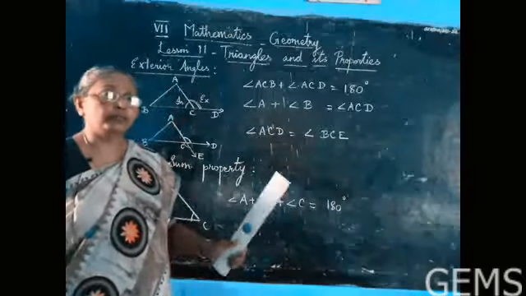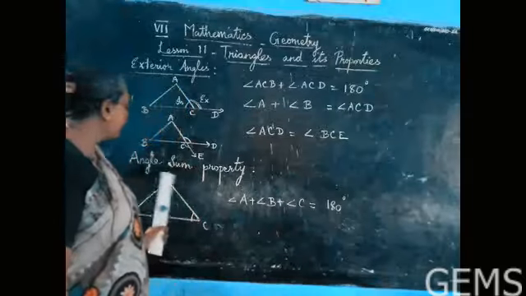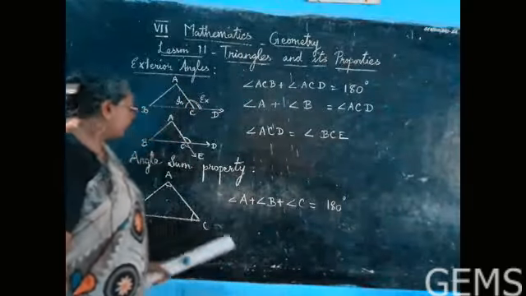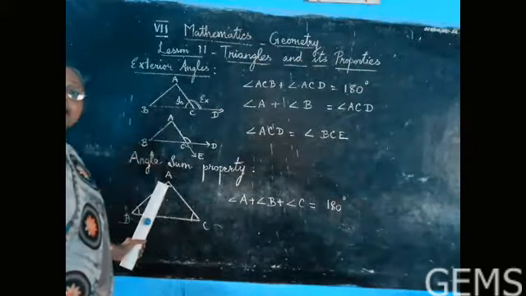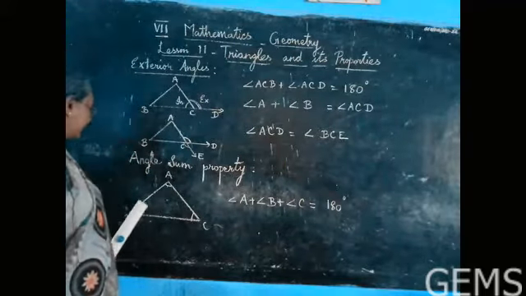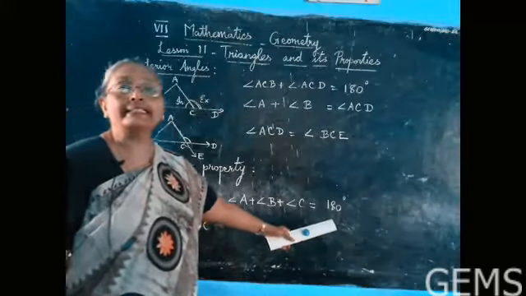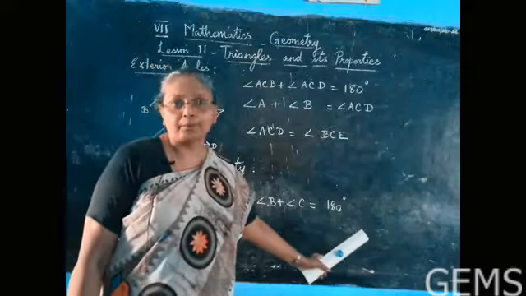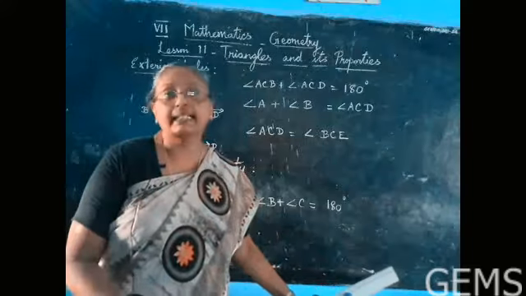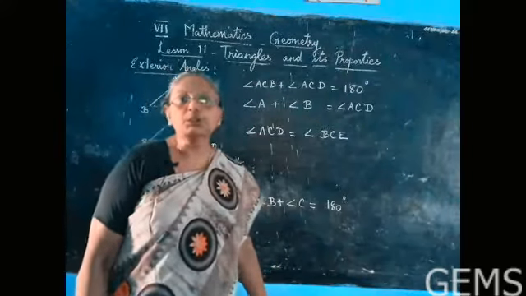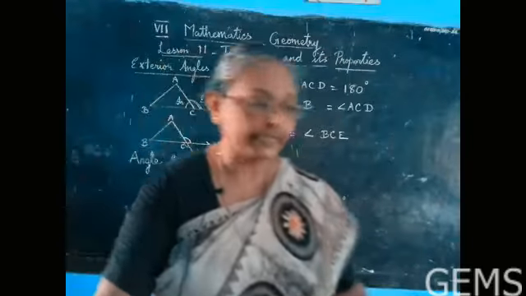Now, another property of triangles is the angle sum property of a triangle. In any triangle ABC, the sum of the three angles, angle A plus angle B plus angle C, will be equal to 180 degrees. This is the angle sum property of a triangle. For any triangle, the sum of the three interior angles will be equal to 180 degrees. So angle A plus angle B plus angle C is equal to 180 degrees.